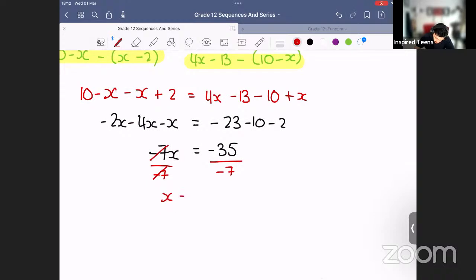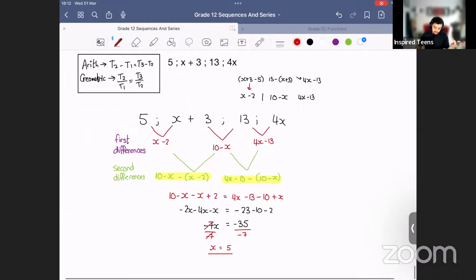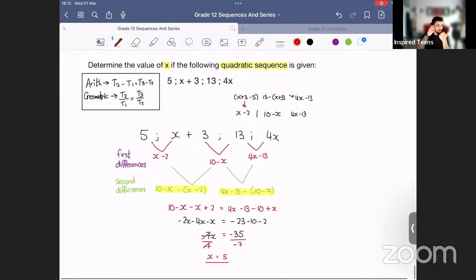And x should be equal to positive 5, I believe. Okay, so this is another example. This is a quadratic with variables.